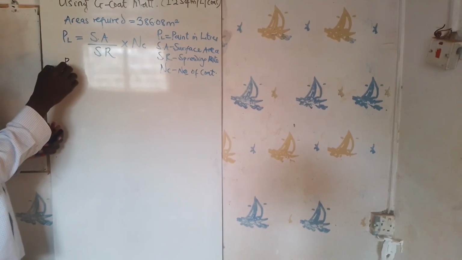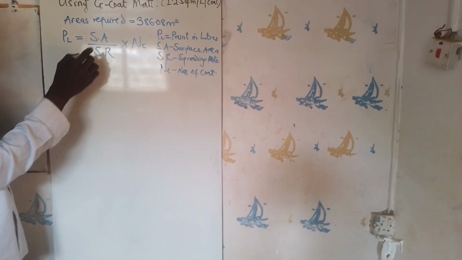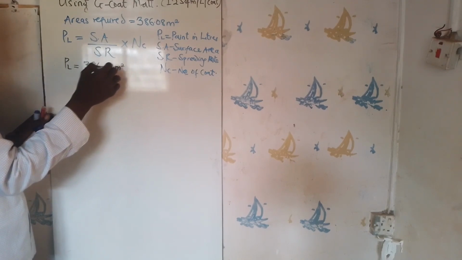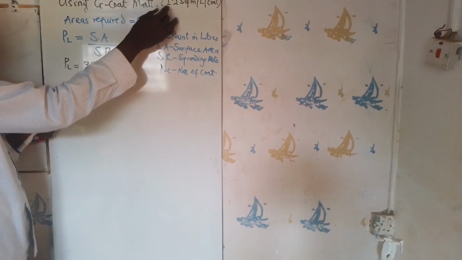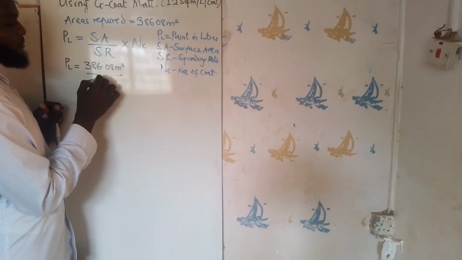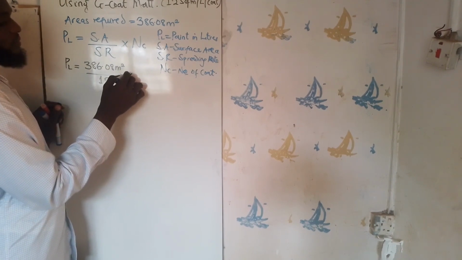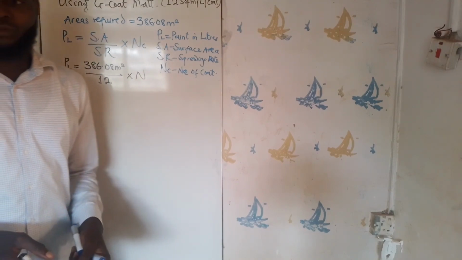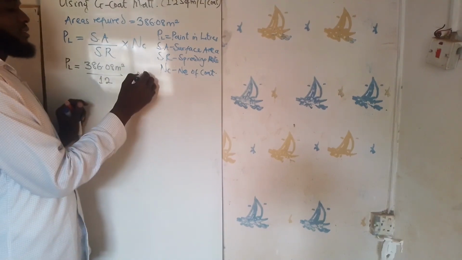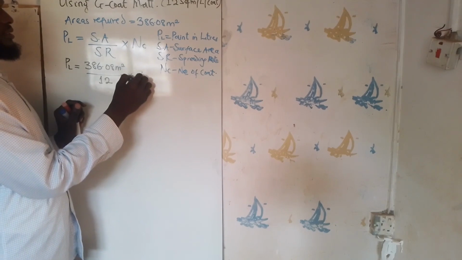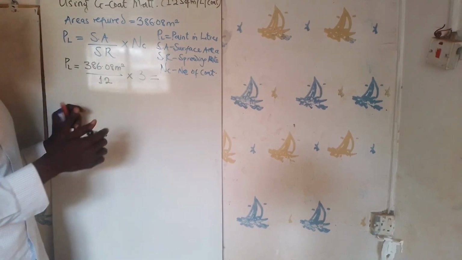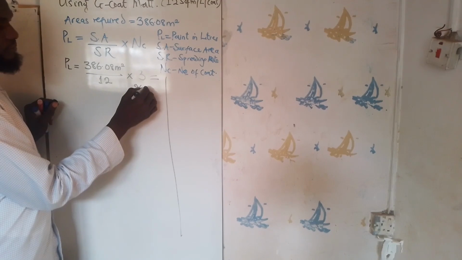This is what we are looking for. So what is our surface area? 386.08 square meters. What is our spreading rate? Using the G-coat maths, do not forget we are using 12. Number of coats: let's assume you are coating an external wall, you are giving 3 coats. So that will be 3. What would that give us? This divided by this times 3 gives 96.51.